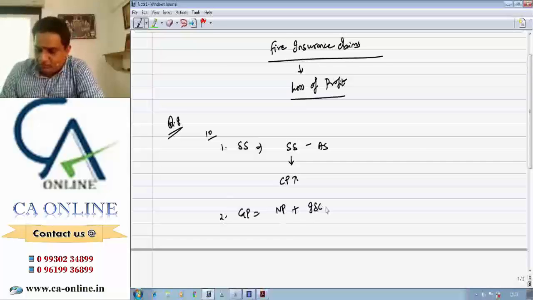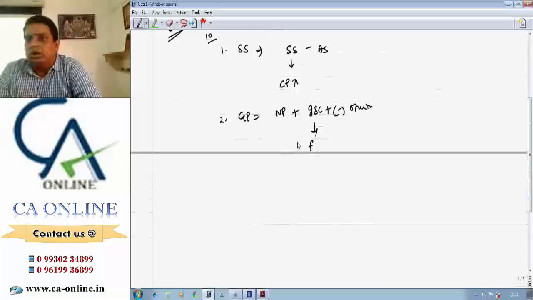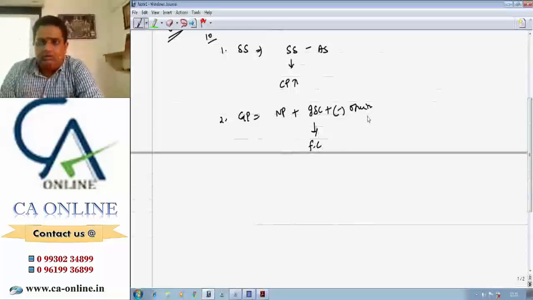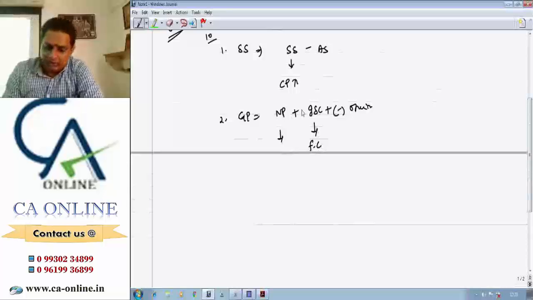Then step number 2, you need to find out gross profit, which is nothing but net profit plus insured standing charges minus other income if any. Then insured standing charges means, what are insured standing charges? Fixed costs which are insured. Net profit means previous accounting year net profit.